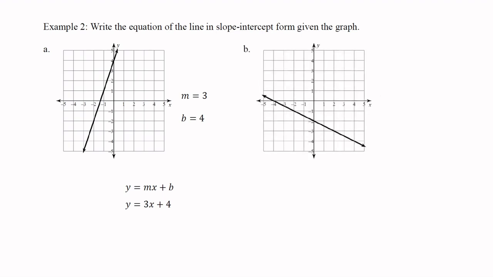For b, we have a slope of rise over run, rise of -1, run of 2, so -1/2, and a y-intercept of -2. So if we plug in m and b, we get y equals -1/2 x minus 2.